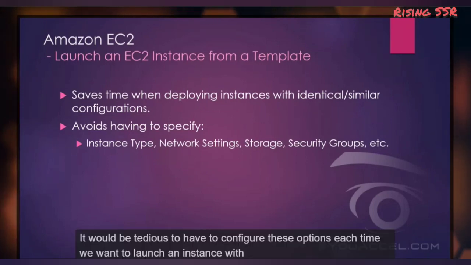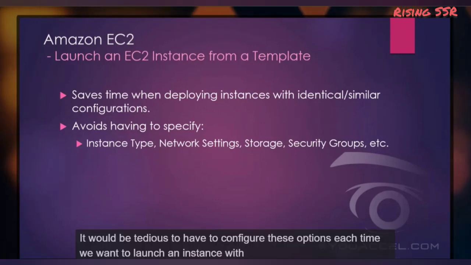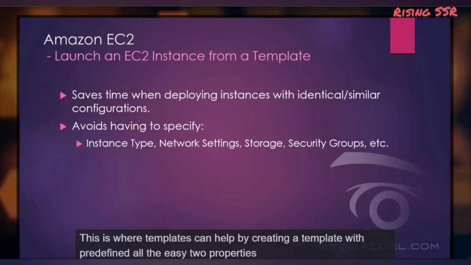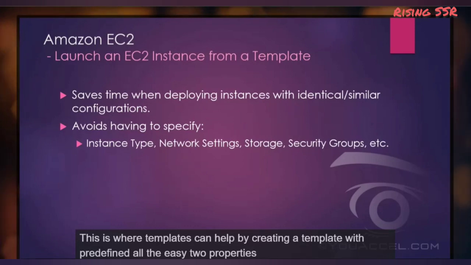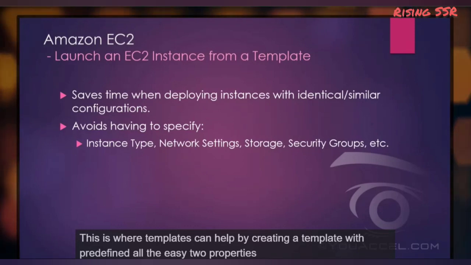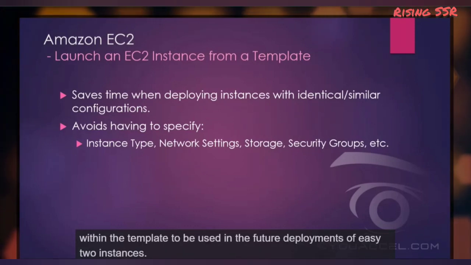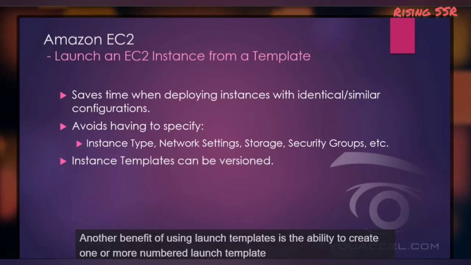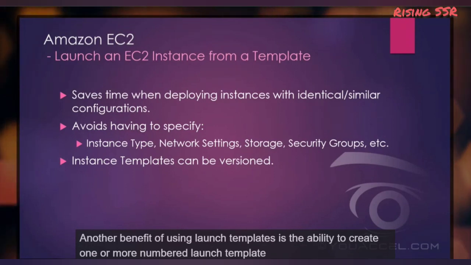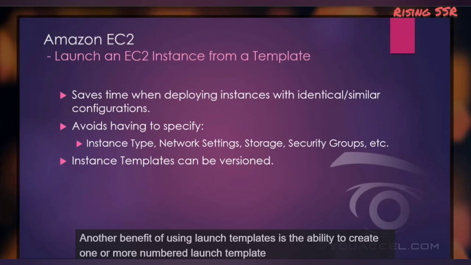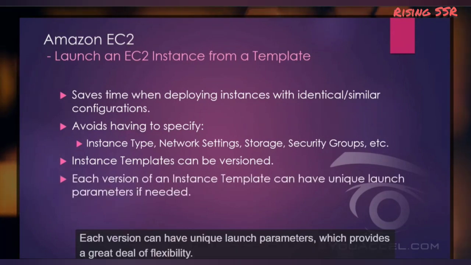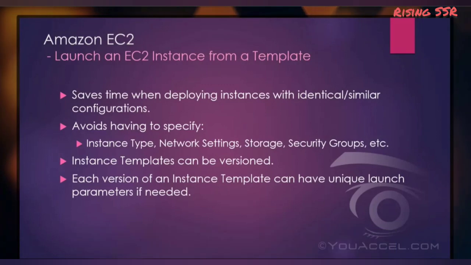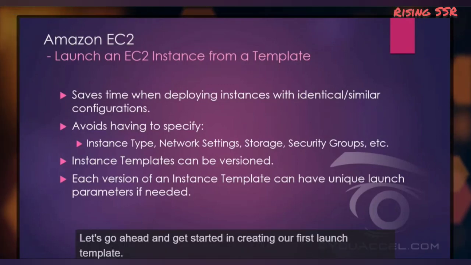It would be tedious to have to configure these options each time we want to launch an instance with the same settings. This is where templates can help. By creating a template, we'd predefine all the EC2 properties within the template to be used in future deployments of EC2 instances. Another benefit of using launch templates is the ability to create one or more numbered launch template versions. Each version can have unique launch parameters, which provides a great deal of flexibility. Let's go ahead and get started in creating our first launch template.